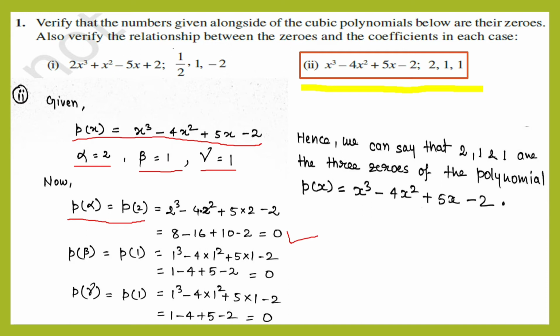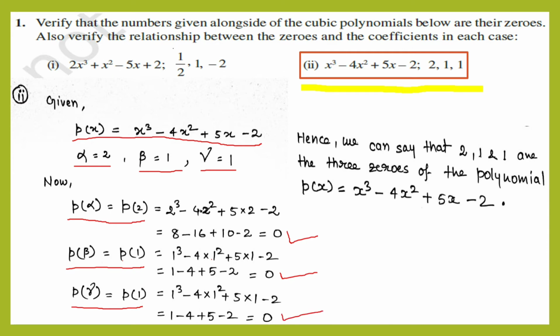We will do the same with beta equal to 1. P of beta, that is p of 1, equal to again 0. This signifies that 1 is also a zero of the polynomial. We can see that gamma is again 1. So similar to beta, gamma also will be one of the zeros of the polynomial.